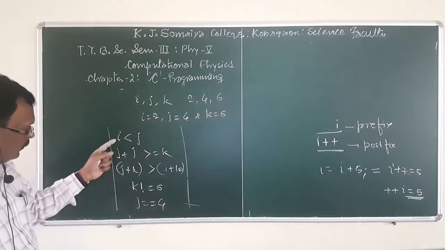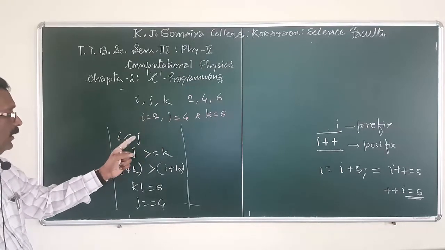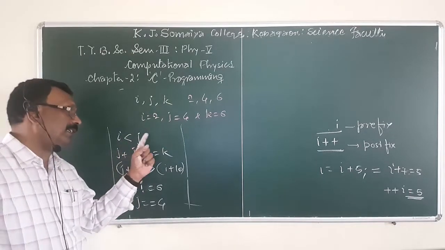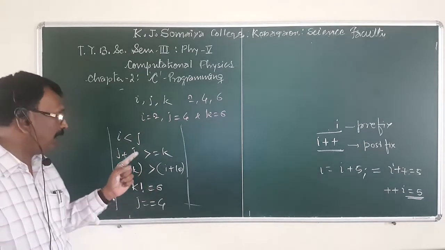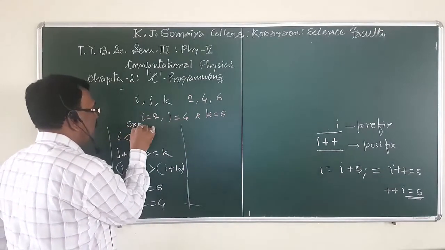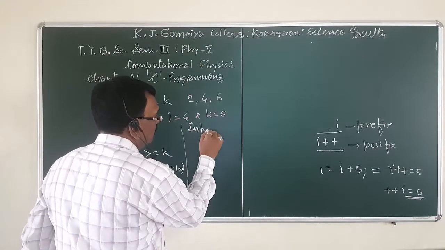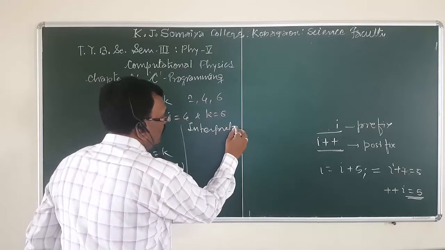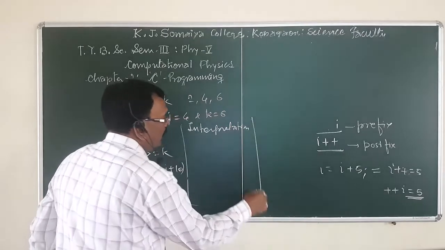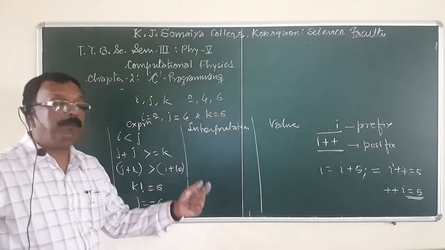And note that here there are three variables i, j, k and all these are integer variables and these expressions give different types of relations among them. Then what is the interpretation of every expression? These are the expressions and here we are going to interpret them, interpretation. And last, value. What will be the value?